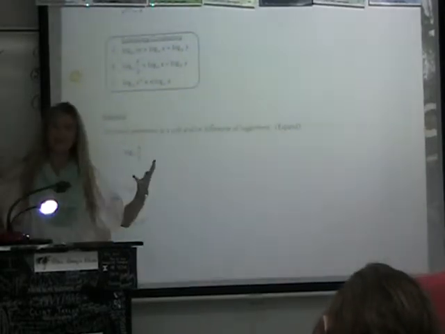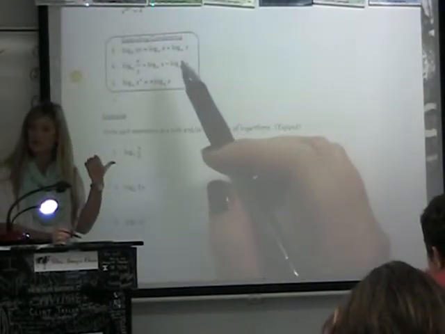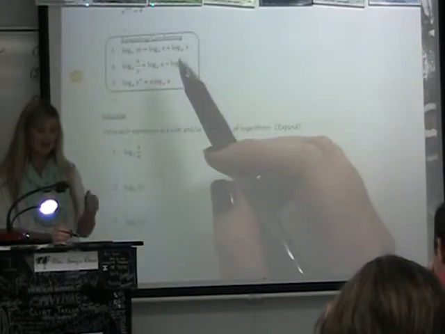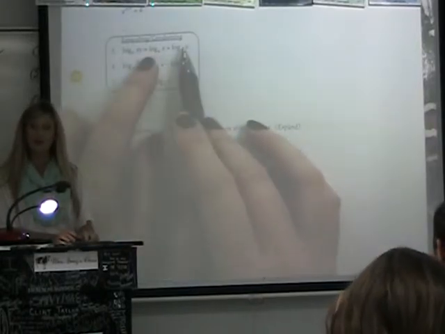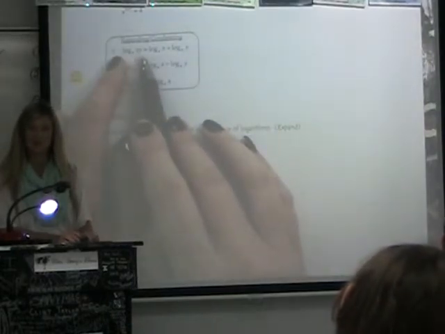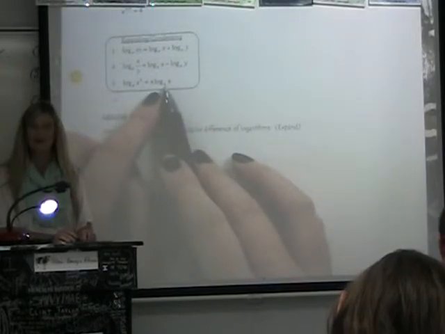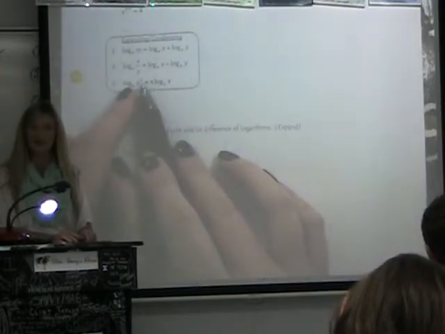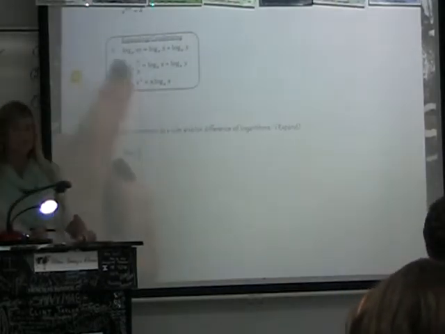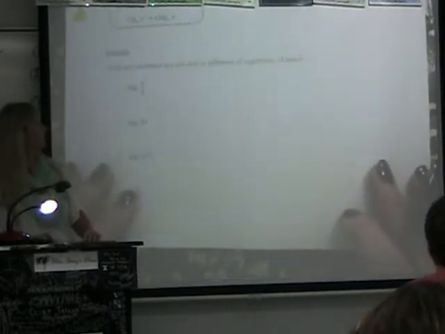So that's called expanding. And then we could also go in the opposite direction and do something called condensing. So I can take an addition problem, if I have 2 logarithms of the same base, and I can condense it into multiplication. Subtraction condenses into division. And then if I have multiplication, I can raise it up to the power on the x in this case. All right, so let's look at some examples at the bottom of the page.